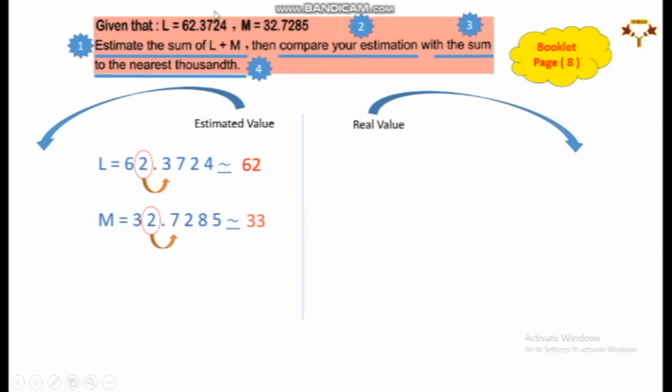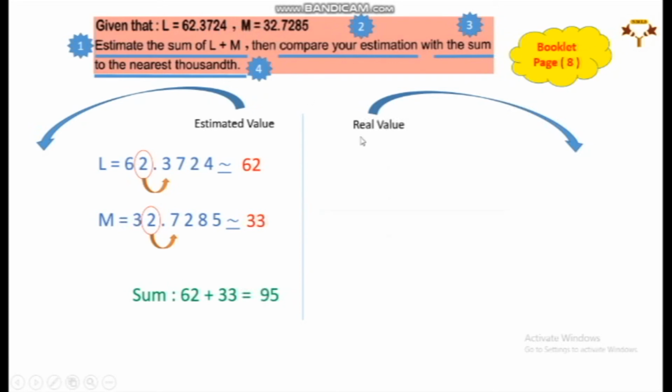Now, you have to find the sum of L and M. So let's find the sum of L and M together. 62 plus 33 equals 95. Okay, now let's go to the real value. What is the meaning of the real value? Real value means that you have to add the value of L and M together as they are without approximating.